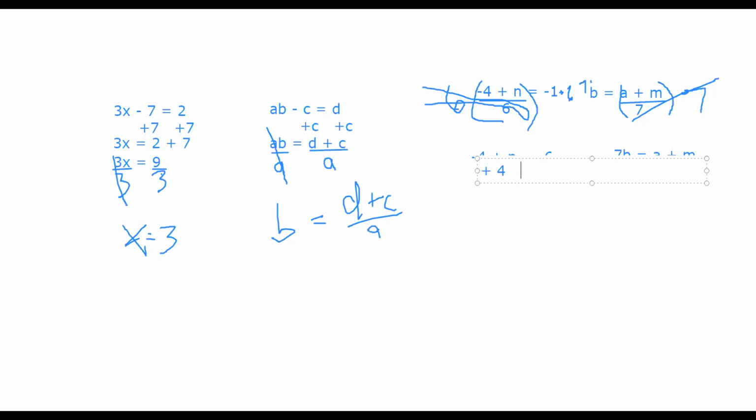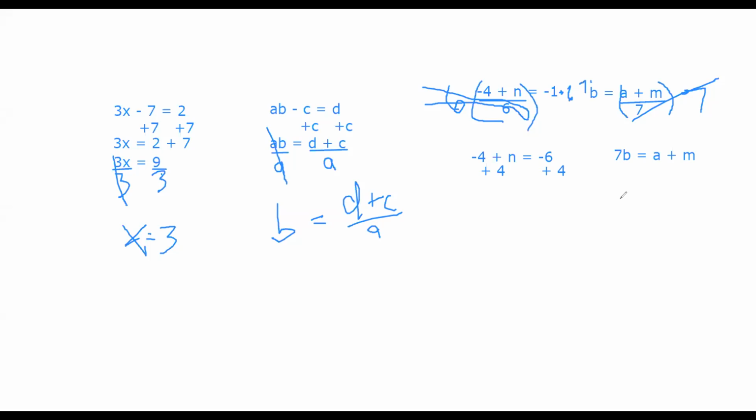So I want to add 4 to both sides of this one. And I'm basically going to do the same thing over here, only now I'm going to subtract m. Did I do that right? Yep. Does that make sense why I did that?